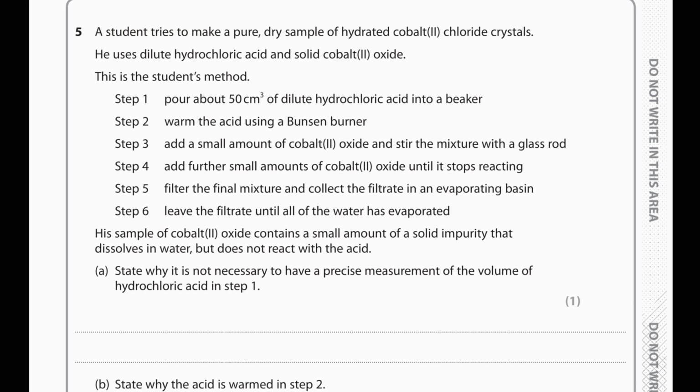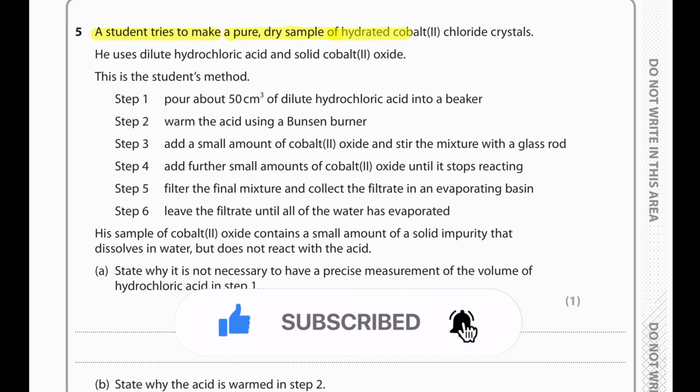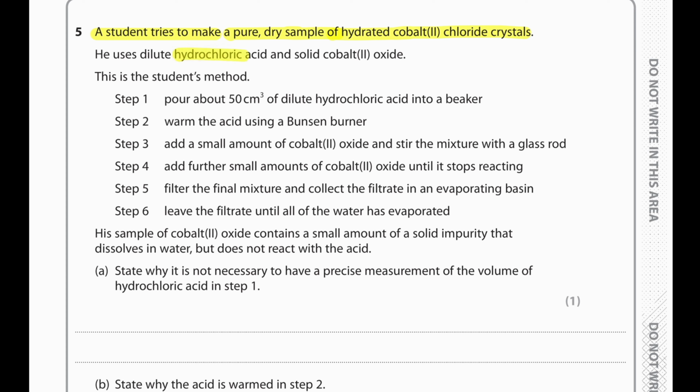A student tries to make a pure dry sample of hydrated cobalt chloride crystals. He uses dilute hydrochloric acid and solid cobalt oxide. Step 1. Pour about 50 cm³ of dilute hydrochloric acid into a beaker. Step 2. Warm the acid using a Bunsen burner. Step 3. Add a small amount of cobalt oxide and stir the mixture with a glass rod. Step 4. Add further small amounts of cobalt oxide until it stops reacting.